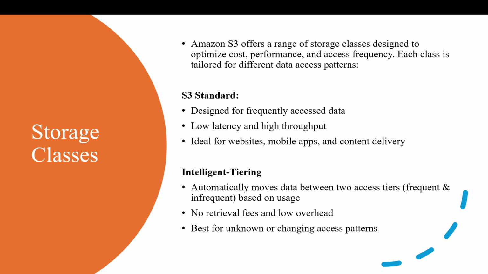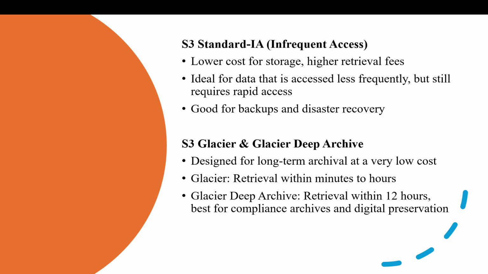Storage classes. Amazon S3 offers a range of storage classes designed to optimize cost, performance, and access frequency. Each class is tailored for different data access patterns. S3 Standard is designed for frequently accessed data, with low latency and high throughput, ideal for websites, mobile apps, and content delivery. Intelligent-Tiering automatically moves data between two access tiers. No retrieval fees and low overhead, best for unknown or changing access patterns.